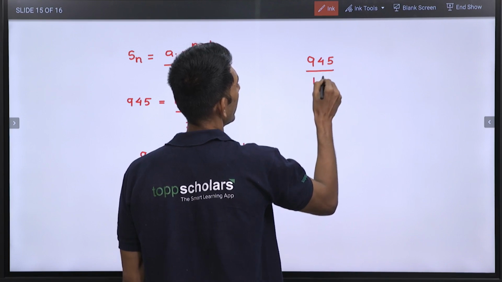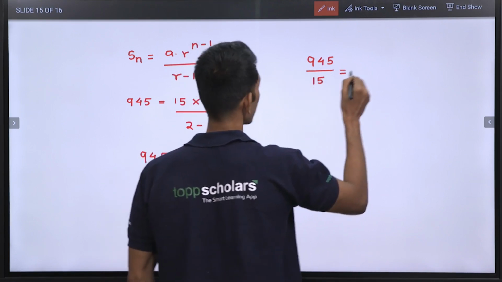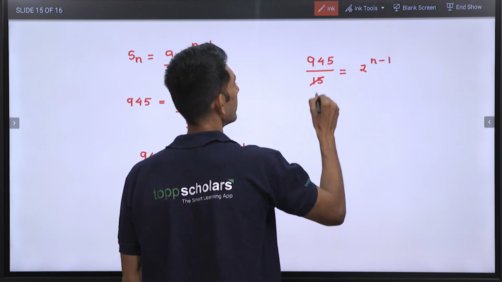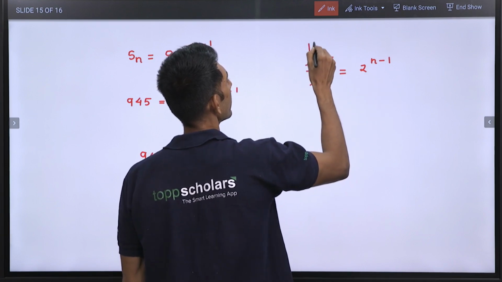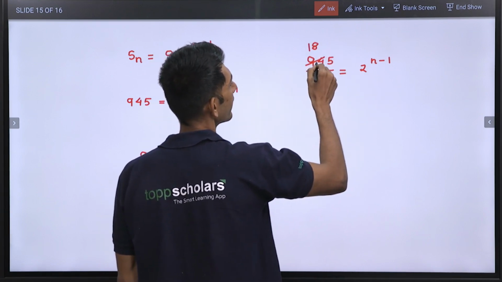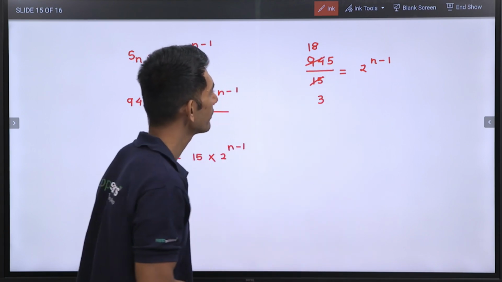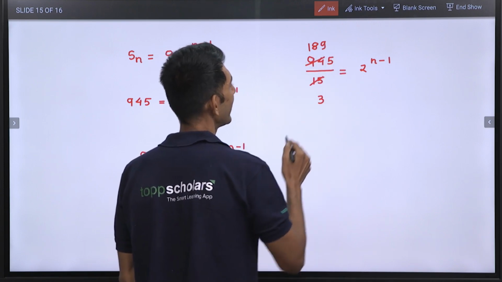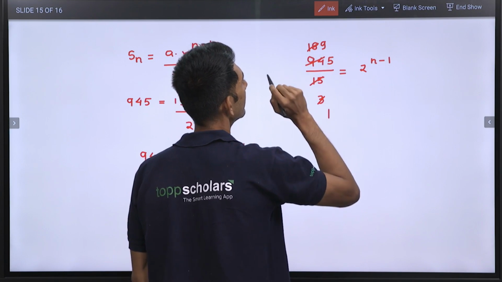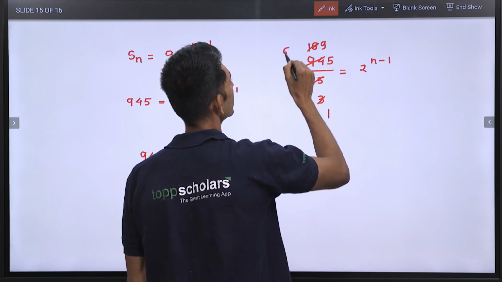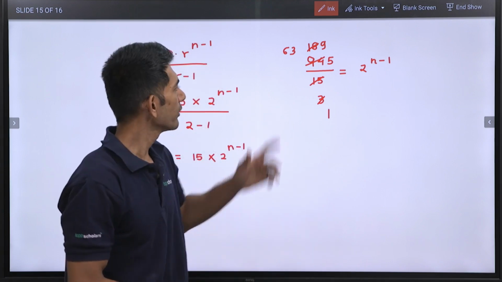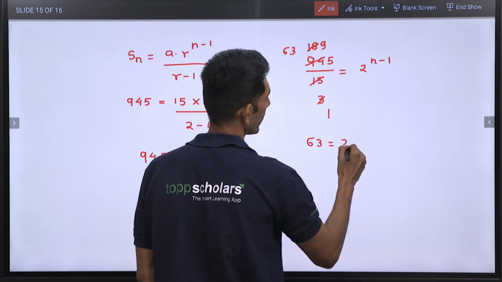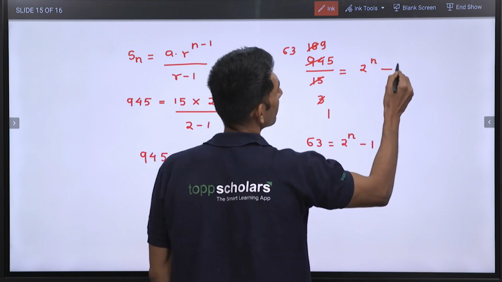So can I say 945 divided by 15 is equal to 2 raised to n minus 1. 5 threes are 15, 5 eighteens are 90, and then 4 fives are 45, 5 nines are 45, correct, and then 189 divided by 3. So 3 ones are 3, 3 sixes are 18, and this is 63. Okay, so finally what do we get? We get 63 is equal to 2 raised to n minus 1.